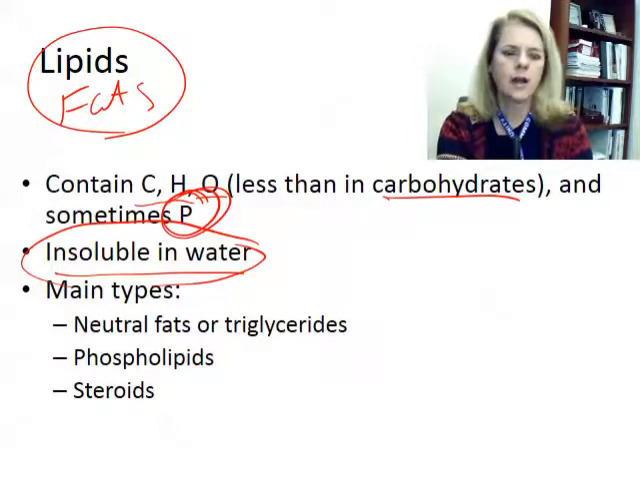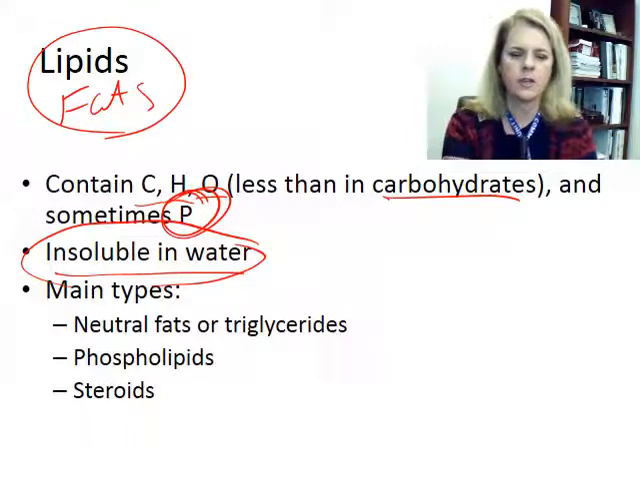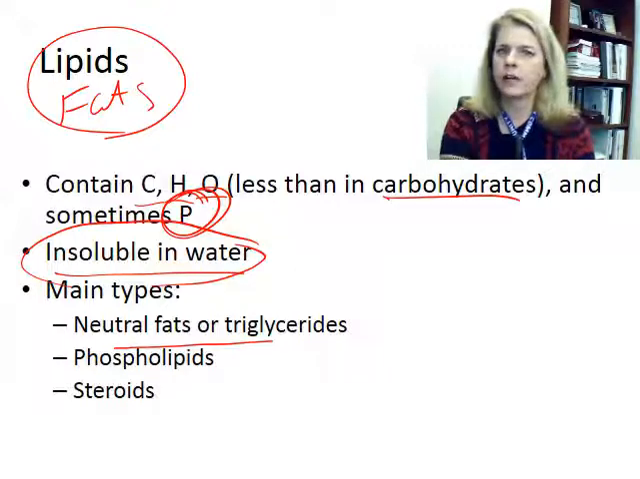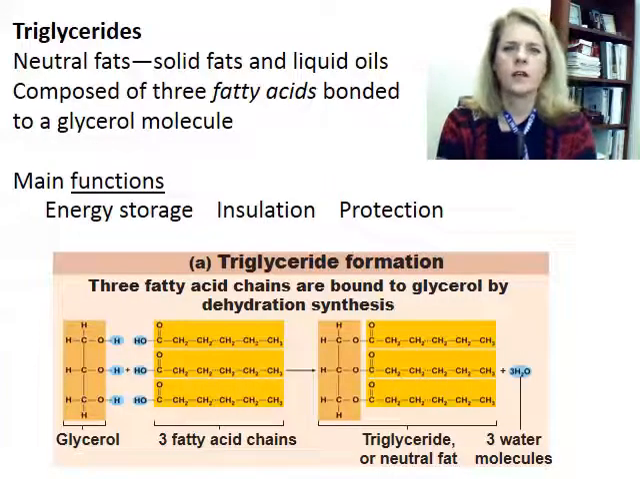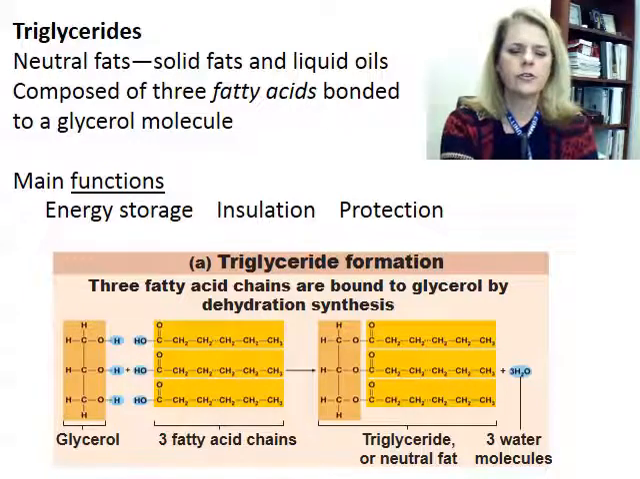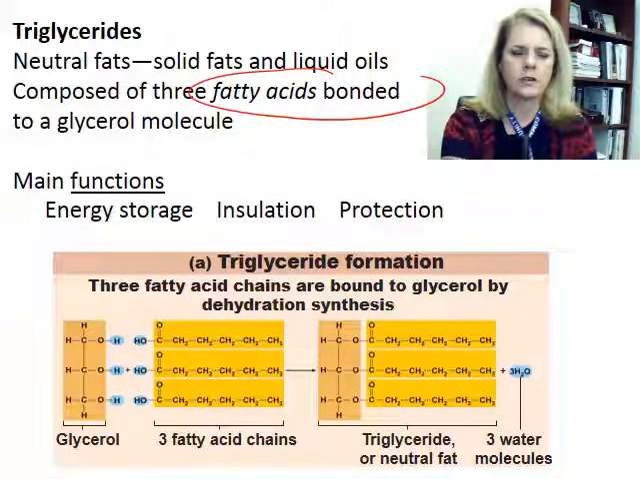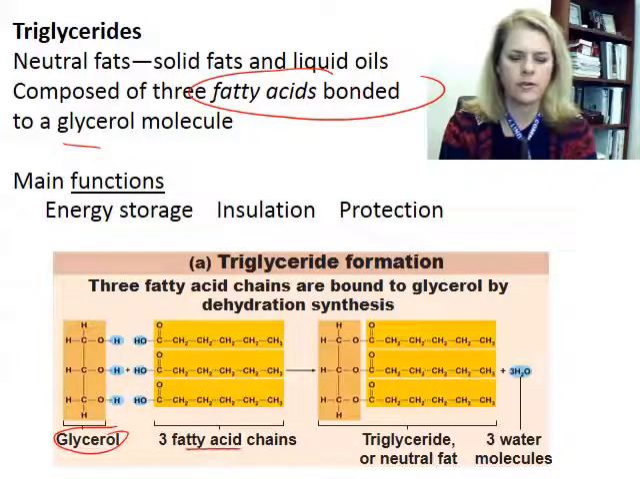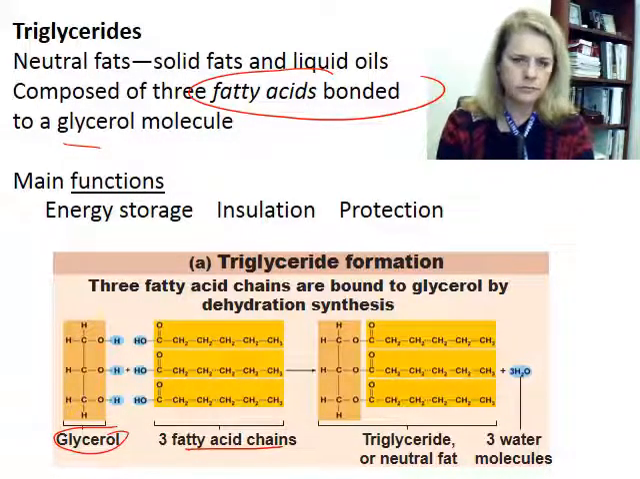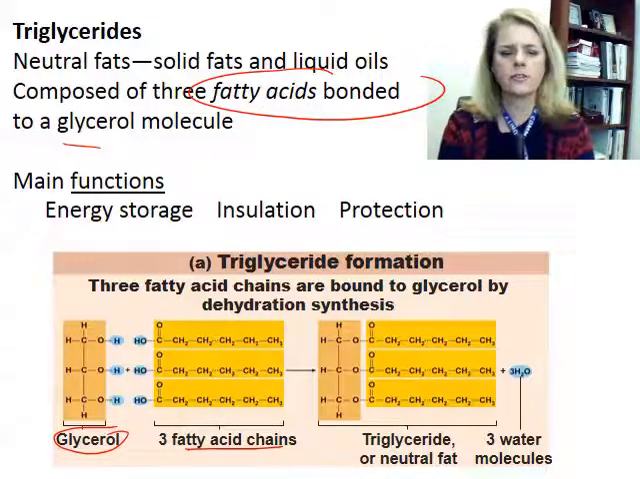And there's several types of fats that we're going to talk about. You have your neutral fats or your triglycerides, your phospholipids, and your steroids. So these are all examples of types of fats or lipids. Your triglycerides, these are your neutral fats, and they're made up of 3 fatty acids that are bonded to a glycerol, so triglyceride. So here's your glycerol molecule. You have 3 fatty acids, and you bind those together to make a triglyceride.